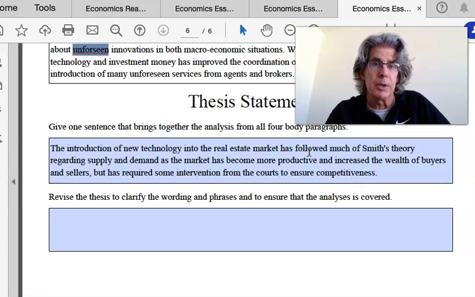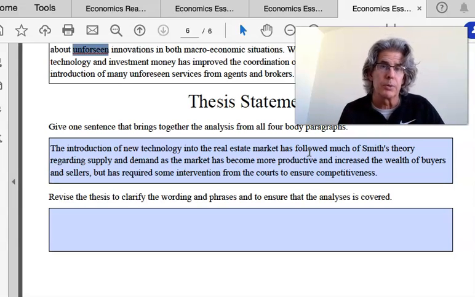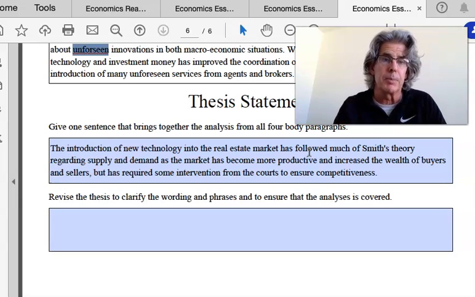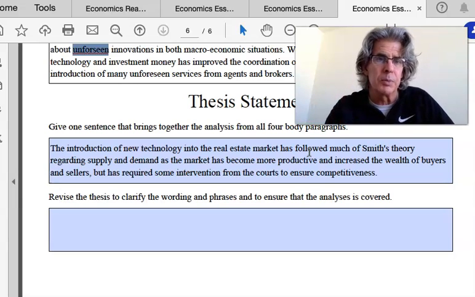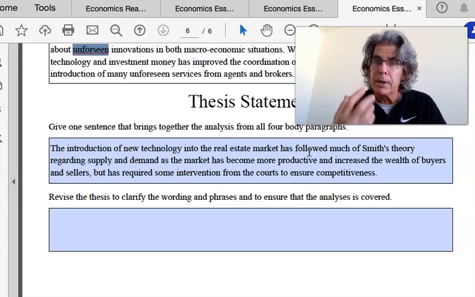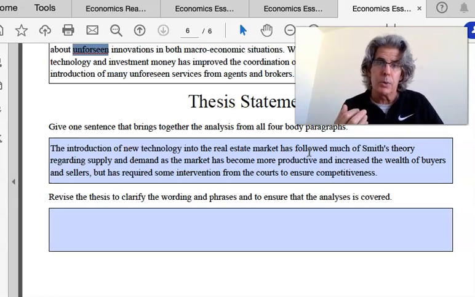I need to get something in there on the agents and the brokers because they've been able to be more productive. So I've got to introduce something about that. But overall, yeah, it's okay, his thesis. But has required some intervention from the courts to ensure competitiveness. And that's an aspect that Smith could not have foreseen. So that makes it my thesis. I'm applying Smith to the situation, but I'm picking up how it's working and how it's coming up short.